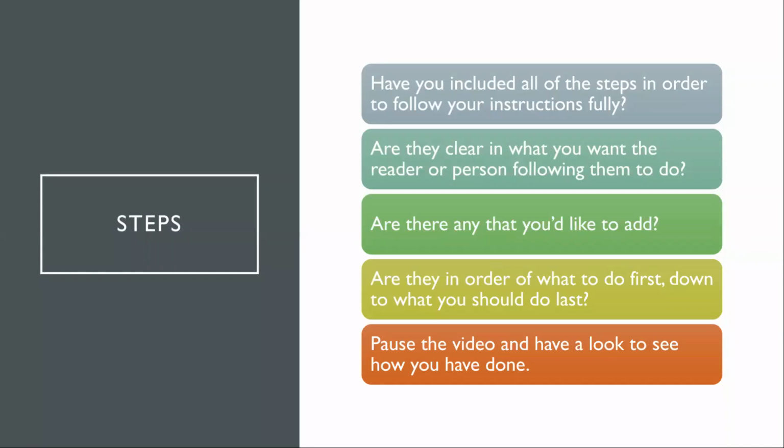Okay, now we're going to look at the steps of actually following our instructions. So I want you to again have a little look. Have you included all of the steps in order to follow your instructions fully? Because again, when you tested your instructions out at the beginning of the lesson, you maybe didn't add in enough steps in your instructions. You maybe forgot something, and you might want to use that chance now to add it in. Are they clear in what you want the reader or person following them to do? Are there any that you'd like to add? Are they in order of what to do first, down to what you should do last? Pause the video and have a look to see how you have done.